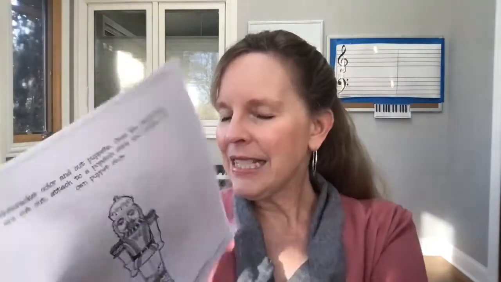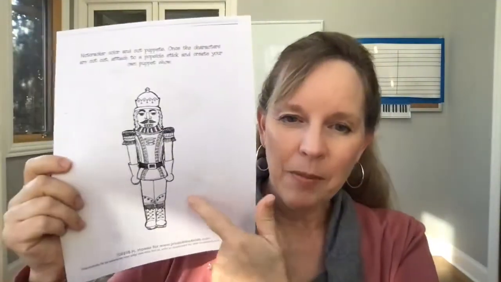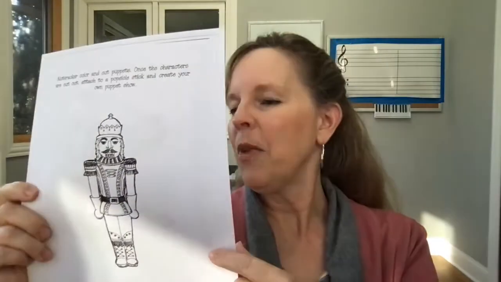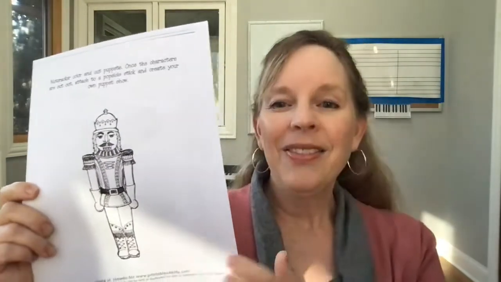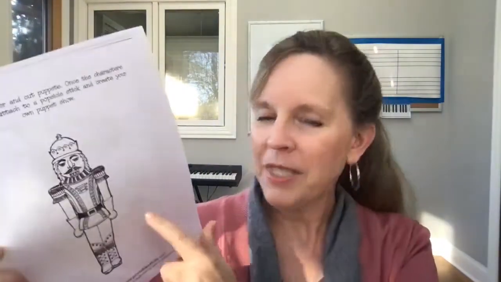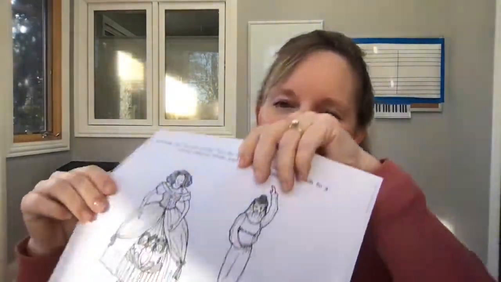And then this next set, I made this one larger, but you can make them all the same sizes if you want. These are to be used as, what are they called? Like puppets. Yeah, you put popsicle sticks behind them and you can use them like a puppet show. So you can actually act out the story of the Nutcracker with these cute printables. I'll show you the rest of them.